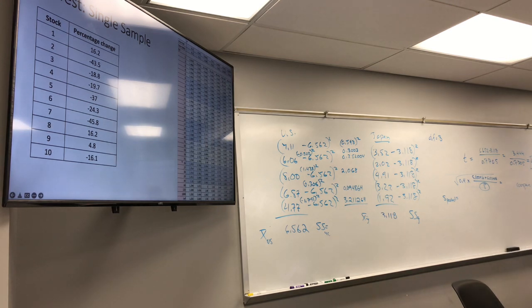And so we would see that the t that we calculated is much greater than the t that is in the table, and so we would conclude that there is a difference. U.S. companies have higher turnover rate than Japanese companies.